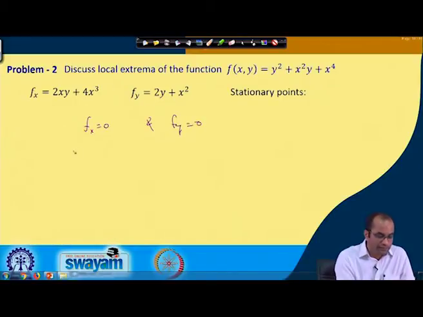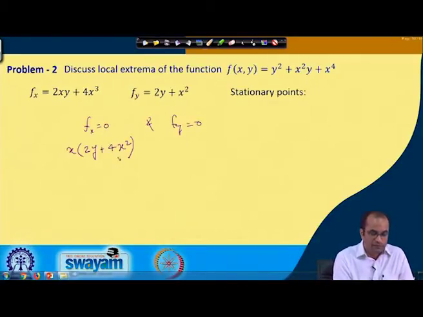So, from here we have x into 2 y plus 4 x square, and f y equal to 0, we will get, when we set it to 0, that means 2 y plus x square is equal to 0.